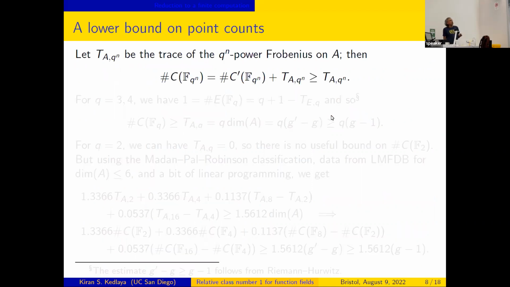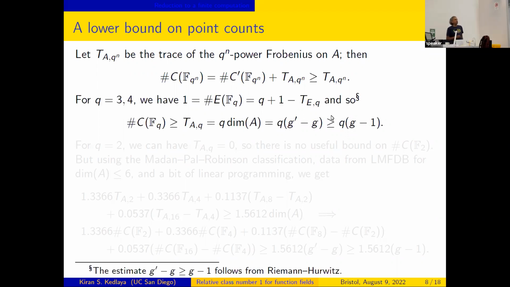Okay, so how do I use this abelian variety? Well, if I just look at traces, T_A(Q^n) is going to be the trace of Q^n-power Frobenius on A, then the number of points on C is equal to the number of points on C' plus the trace of A. It's plus because there's a minus sign in the Lefschetz trace formula. And of course, the number of points on C' is non-negative. So this trace is a lower bound on this point count.